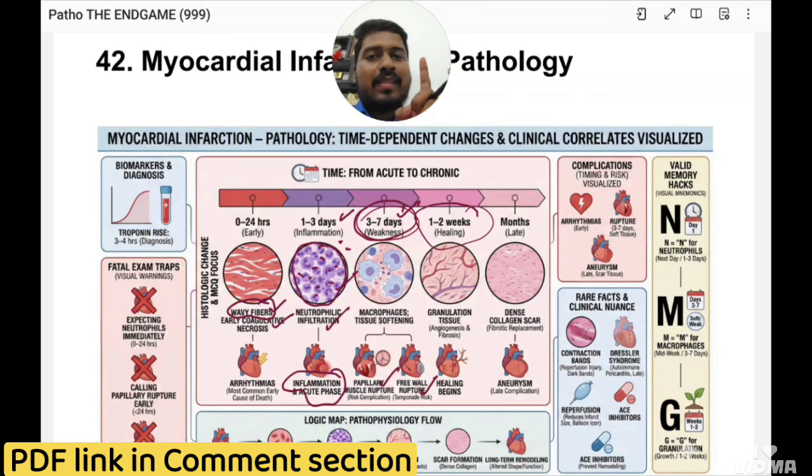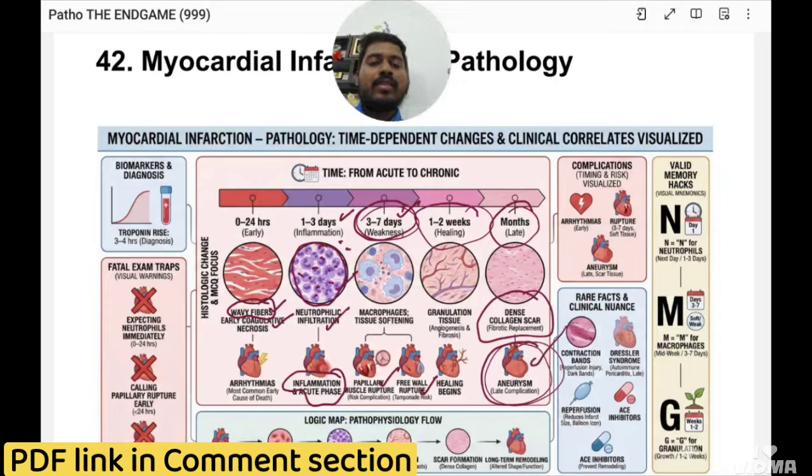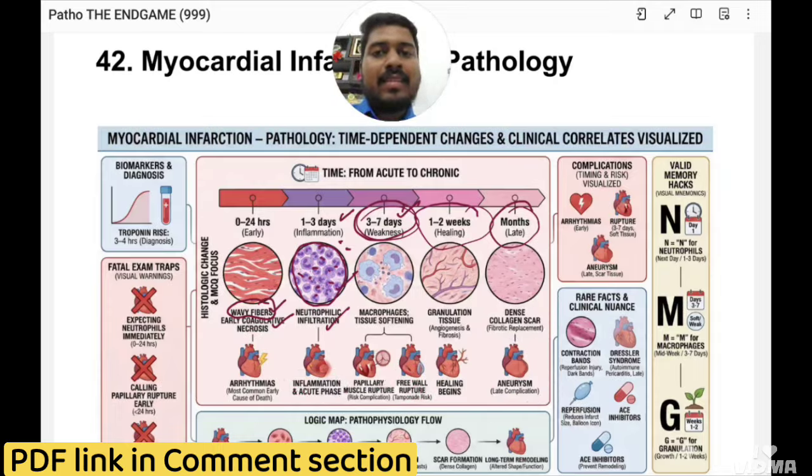Remember what granulation tissue is. Granulation tissue is nothing but angiogenesis with fibrosis. I had told this in topic number 3, that is chronic inflammation. Later on dense scar formation takes place, and at that time there is risk of aneurysm. A very important MCQ comes, where they will give all these complications and ask which one is not an acute complication and occurs later on. That is nothing but aneurysm.